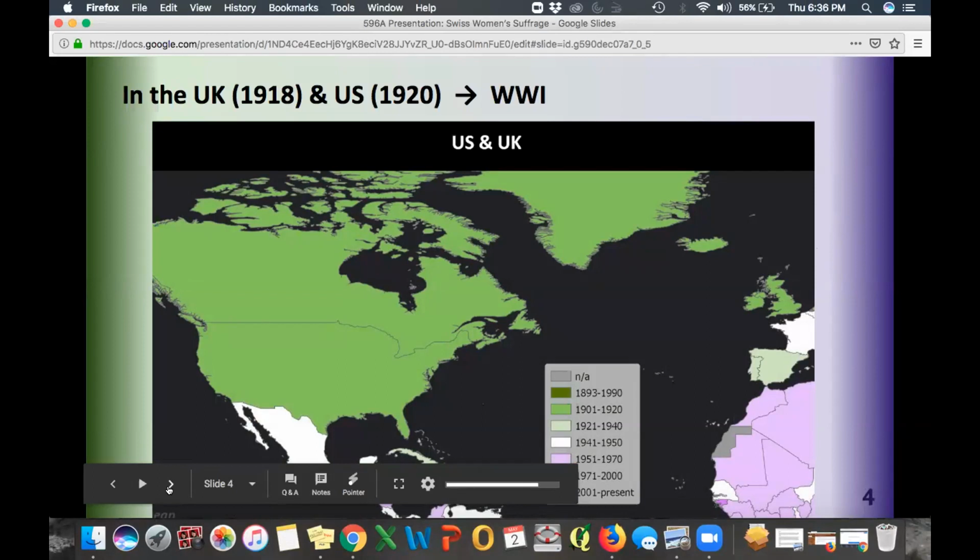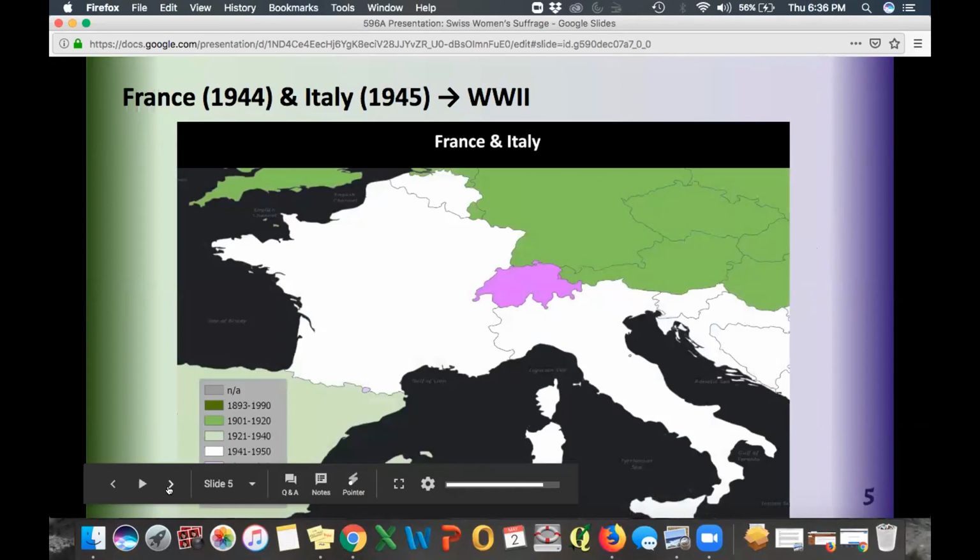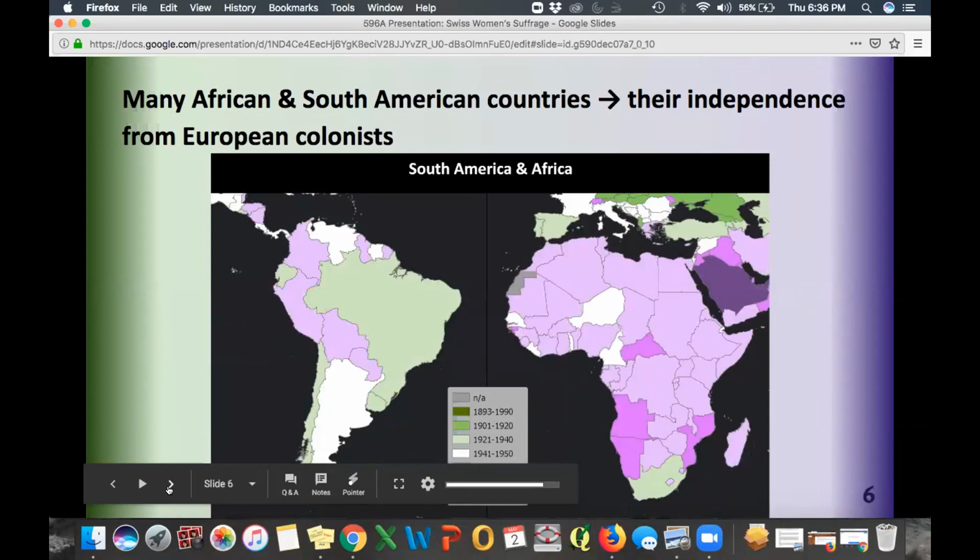A few examples of this phenomenon are the US and the UK, both of which declared women's suffrage soon after the end of World War I. France and Italy, as well as some surrounding countries, notably passed women's suffrage soon after World War II. And many South American and African countries declared women's suffrage at the outset of their independence from European colonists. So for South America, these events occurred throughout the first half of the 20th century, and for Africa, they occurred mainly during the 60s and 70s.